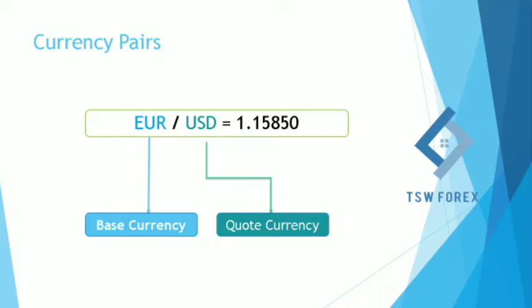So the first currency, which is the euro, is called the base currency, and the second currency is called the quote currency. So another way of reading this is 1 euro is equal to 1.15850 US dollars. So the first currency is always called the base currency, and the second currency is called the quote currency, and it's always one of the base currency is equal to whatever value you see of the quote currency.